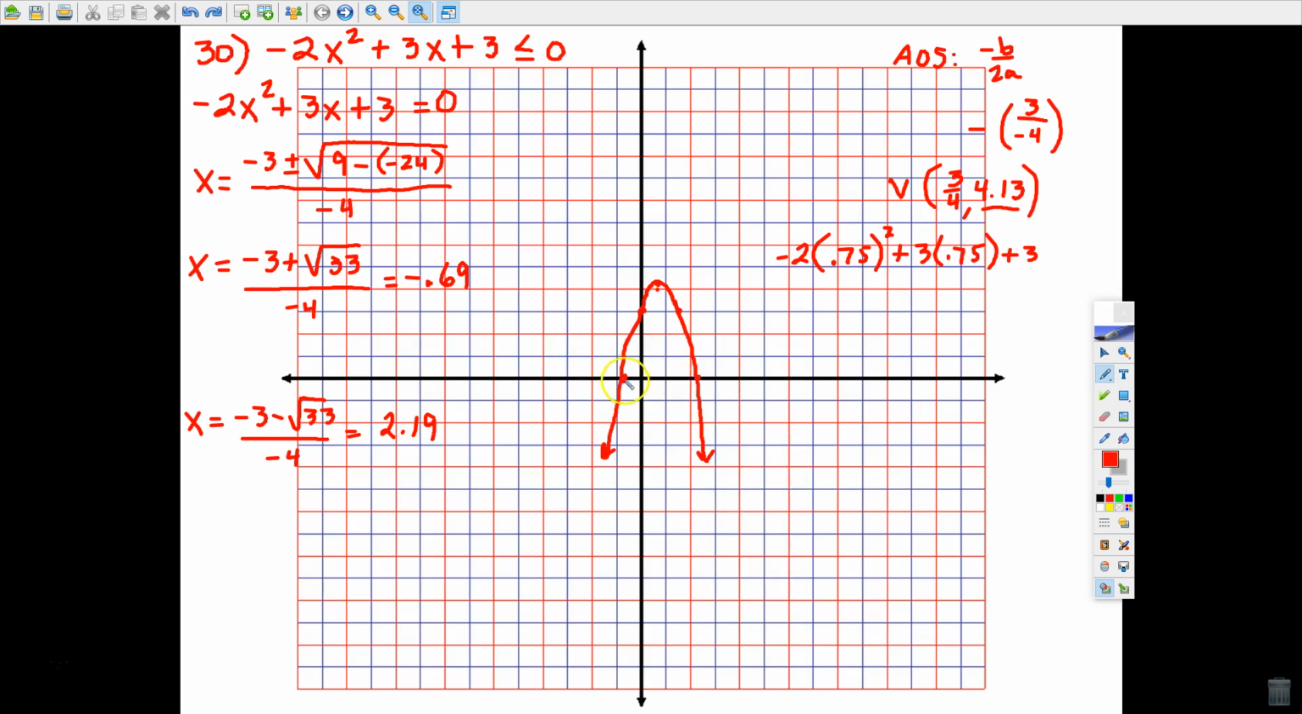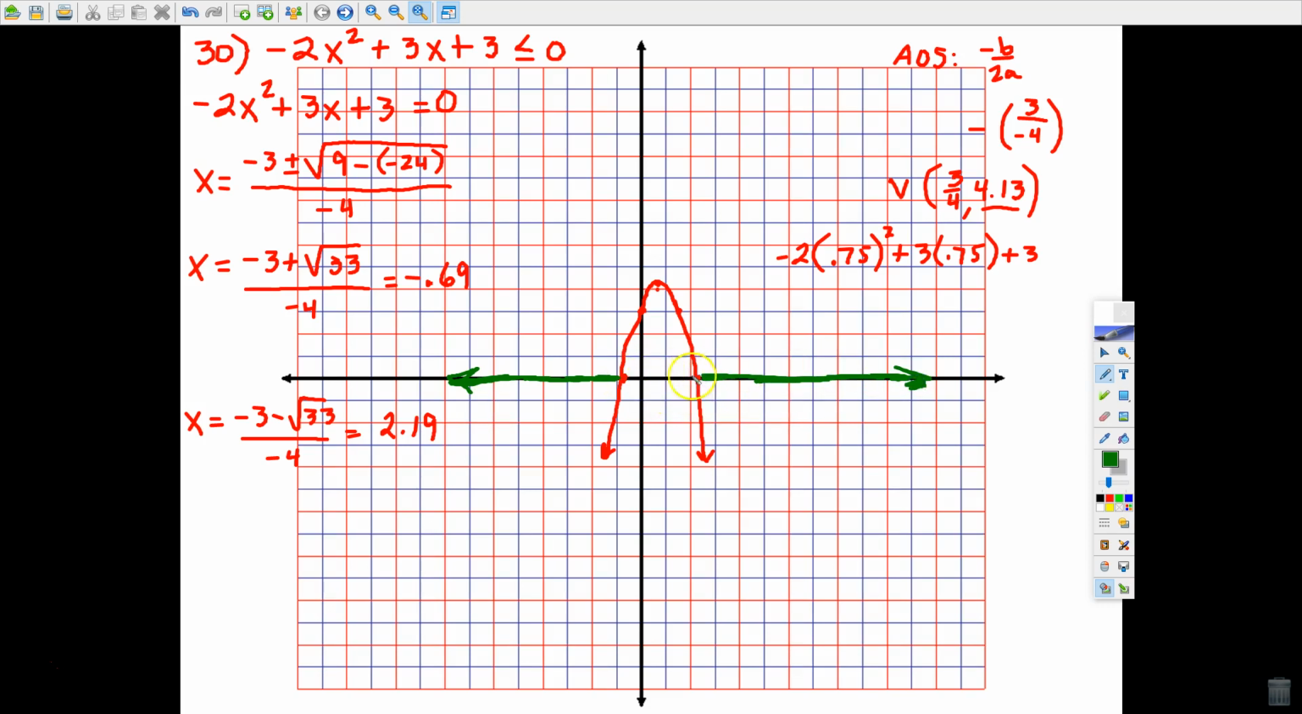So the numbers that represent this parabola, the x-coordinates of this parabola that are below the x-axis, I'll just go ahead and shade it in for you. It's all of these x's from here to the left, going forever, and all of these from here to the right, going forever.